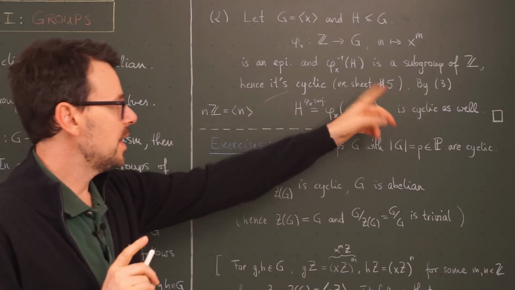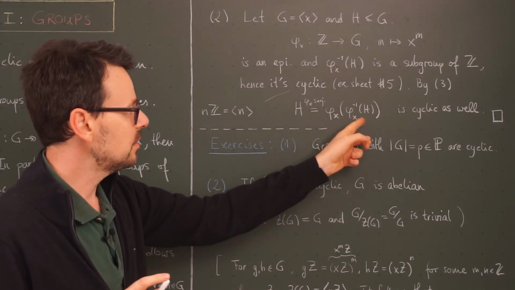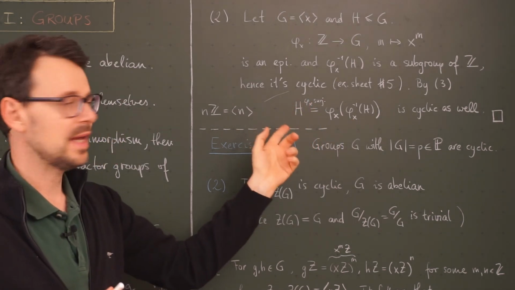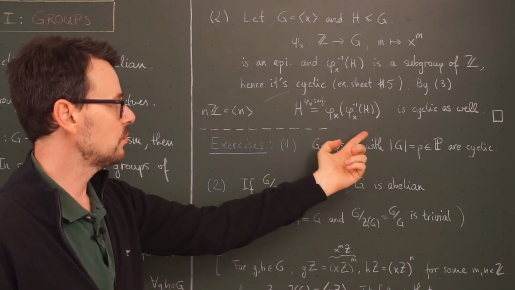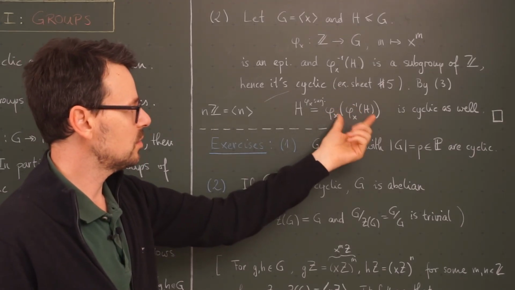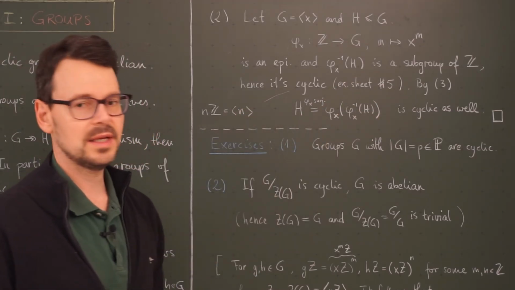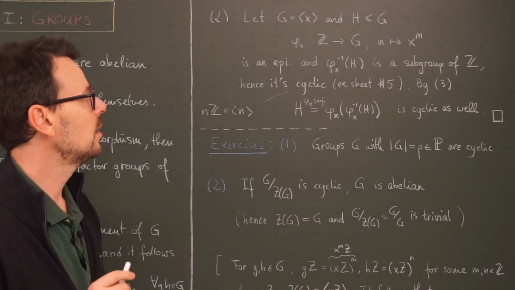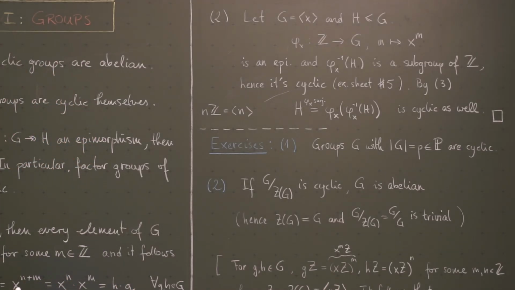So now H can be written as phi sub x applied to the preimage of H under phi sub x. And this is true because phi sub x is surjective. For any surjective map, this holds true. And then we just proved, because phi is an epimorphism, that it's the image of a cyclic group, which we know here is cyclic as well. So this is a very neat argument, I think, to prove that subgroups of cyclic groups are always cyclic.